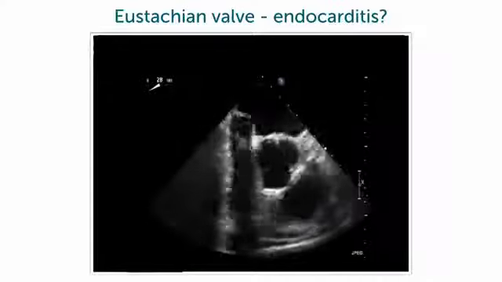Here is the structure that I talked about. You see it's a very long, mobile structure attached right on the eustachian valve. The patient had infection, so we were pretty convinced that this was his problem.